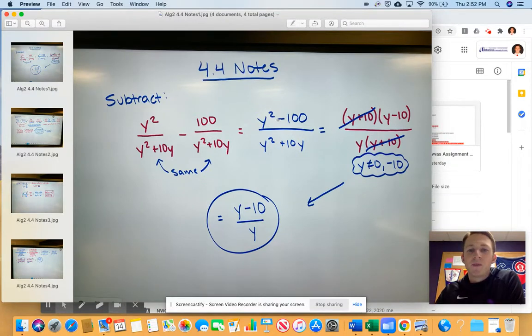If we had 2/5 plus 1/5, it's the same type of idea. But here, we need to simplify, and we can factor that down into y plus 10 and y minus 10. And then on the bottom, both of these have y's in common, so let's pull a y out. Before we cancel, we're going to find our restrictions. So y can't be 0 and it can't be negative 10 because the bottom of a fraction can't be 0. But then we are able to cancel these y plus 10s, and we're left with y minus 10 over y.